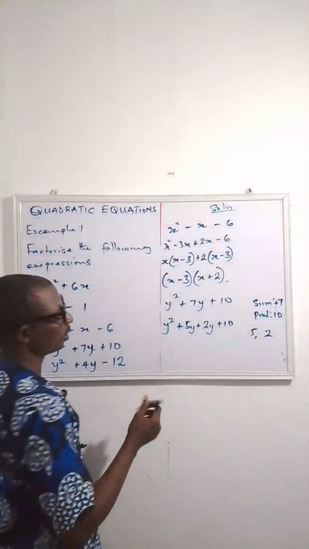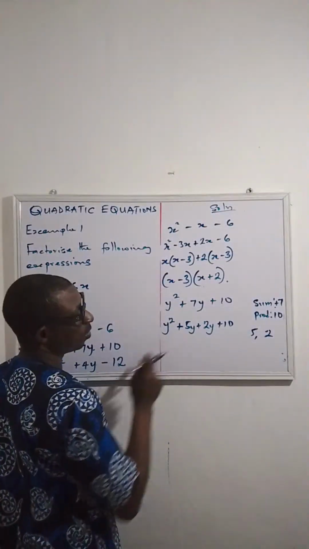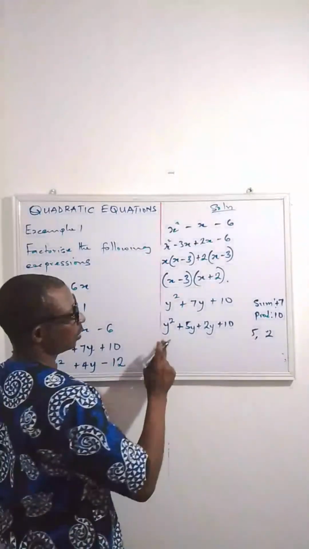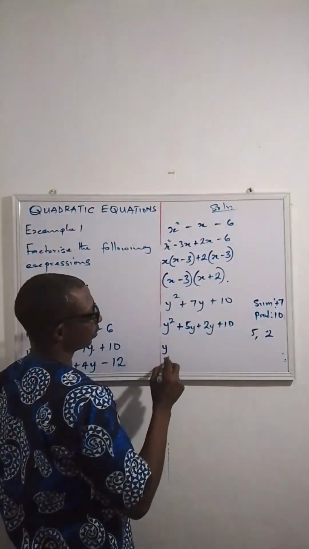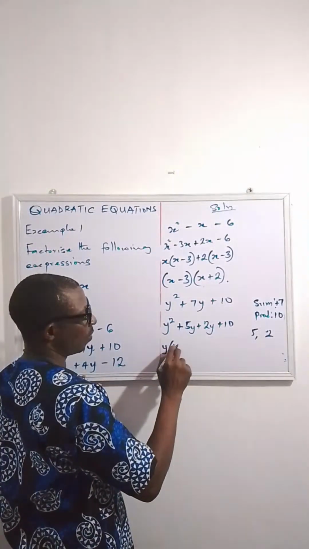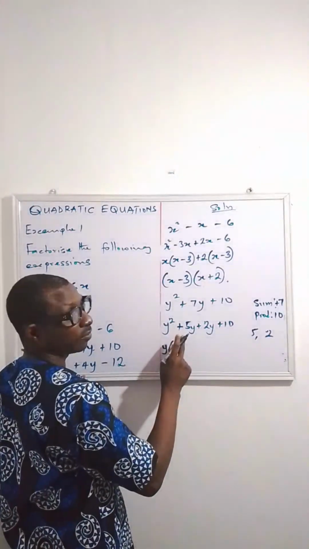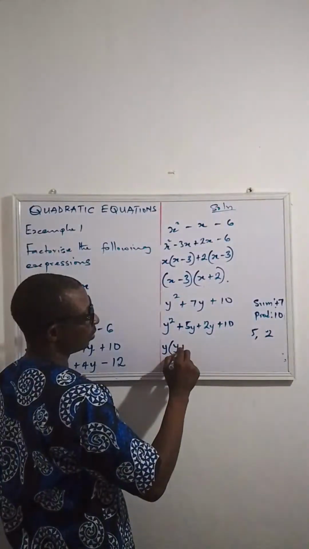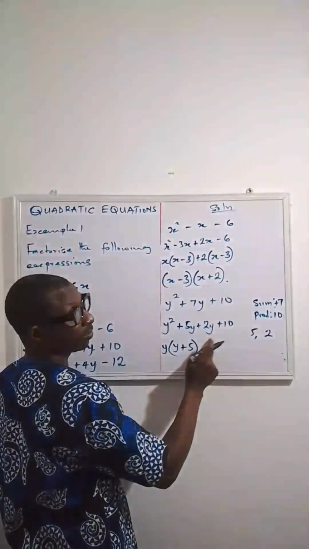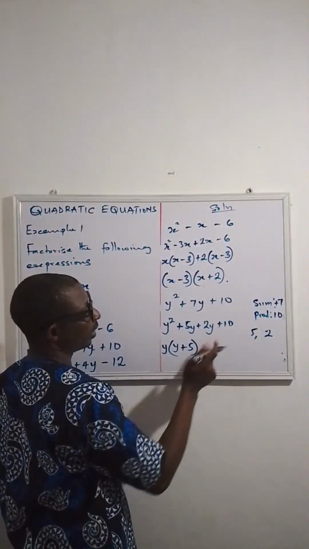Okay, so now take the first pair. What is the common factor? The GCD, the greatest common factor. So that is y. Now when you divide y squared by y, you have y. When you divide 5y by y, you are left with 5.